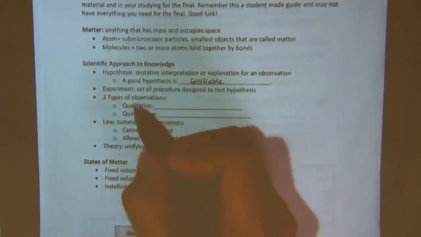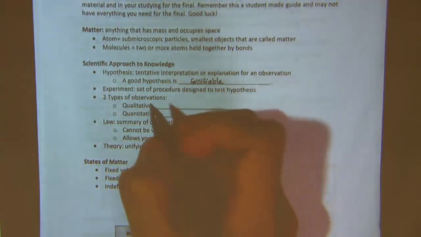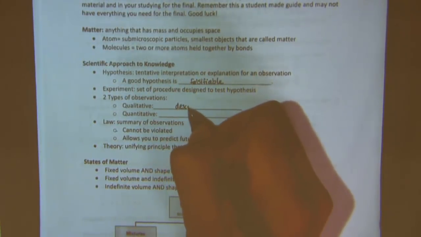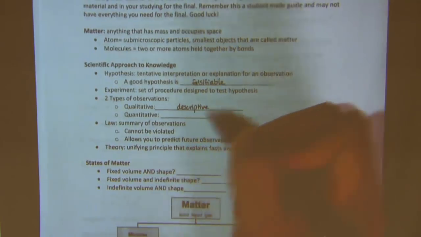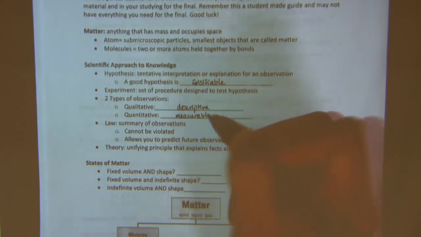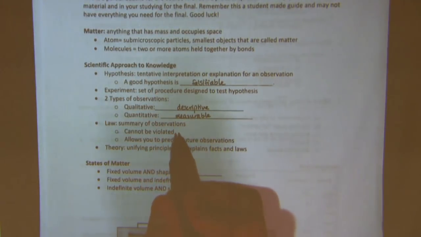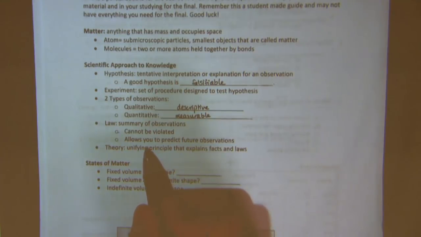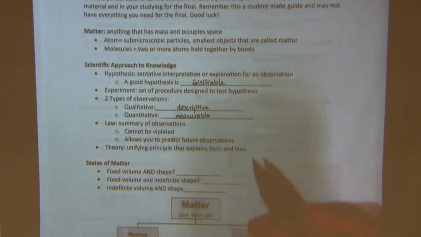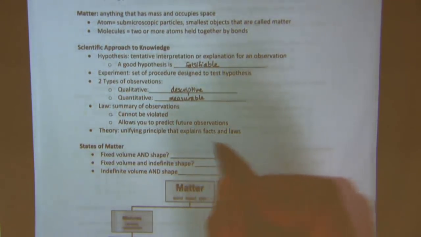And we do that by using experiments, which are sets of procedures designed to test hypotheses. So we have two types of observations: qualitative, which are just descriptive, and we have quantitative, which are measurable. So for laws, they are a summary of observations, and these can't be violated, and they actually allow you to predict future observations based on them.